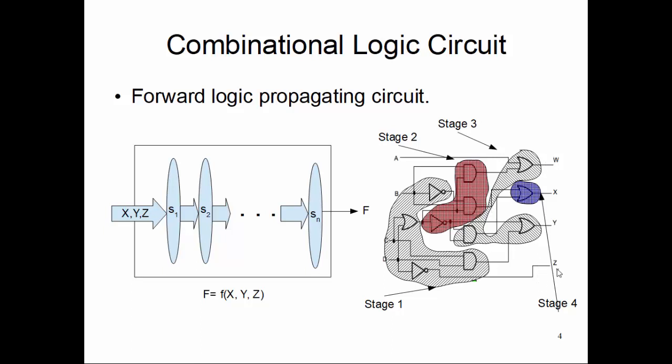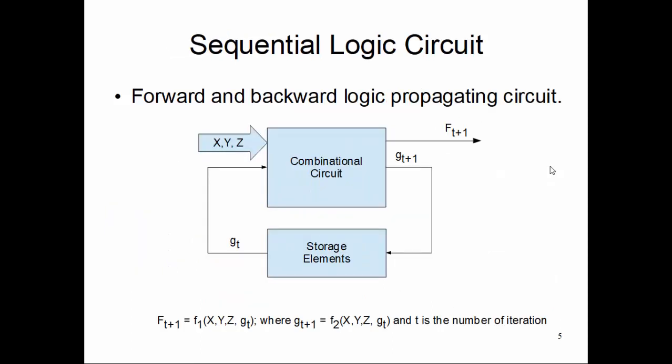So your logic from the primary inputs are getting combined, translated, transformed through stages of logic circuits, like logic combination. It is always forward propagating logic combination. So that's what we mean by forward logic propagation circuit. Now, for the sequential circuit, this logic actually can go forward, and also this combination can come backward.